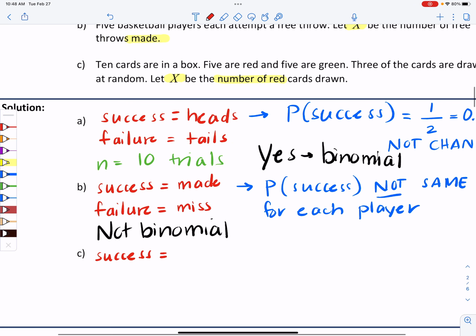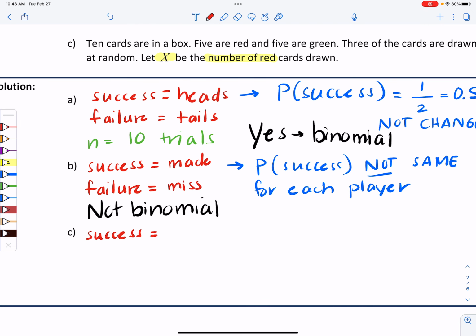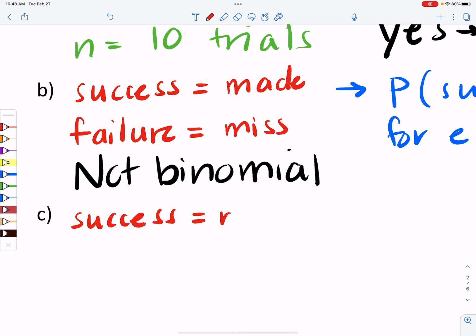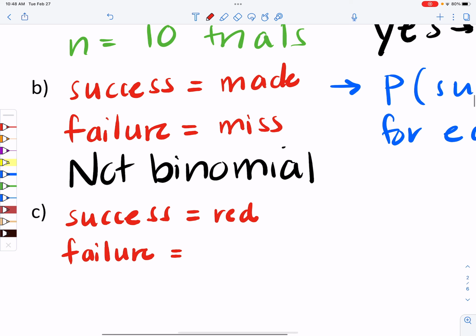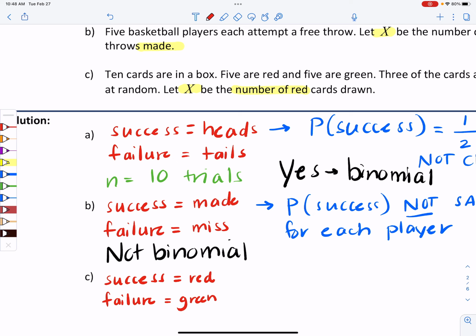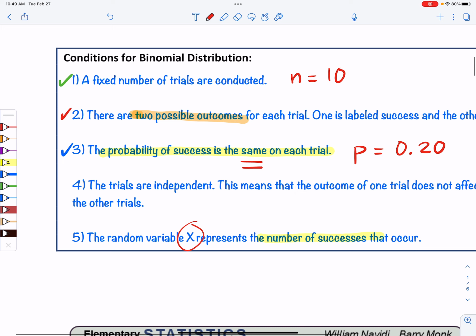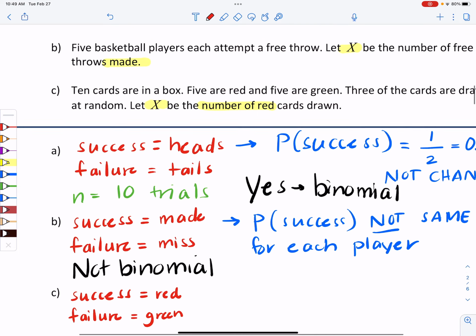In this case, it's very obvious because we only have 2 possible colors. So we would say our success is that we get a red card. Our failure, generally speaking, would just be that we don't get a red card. But in this case, since we only have one other option, our failure would be that we get a green. All right, so come back up here. I checked property 2, right? 2 possible outcomes. Now I'm going to look for the probability of success.